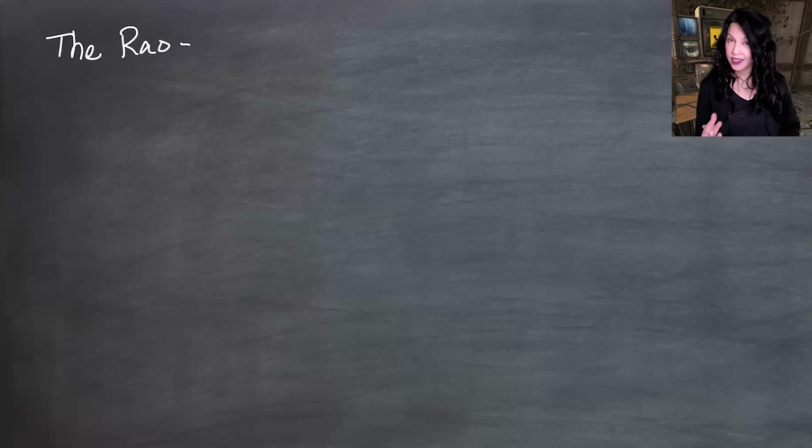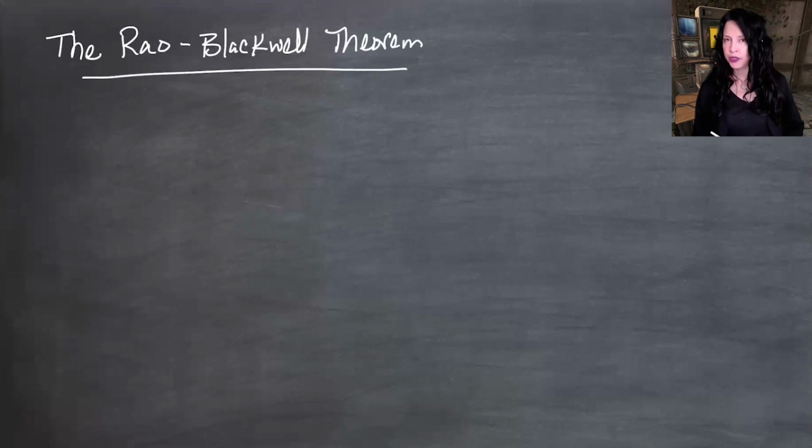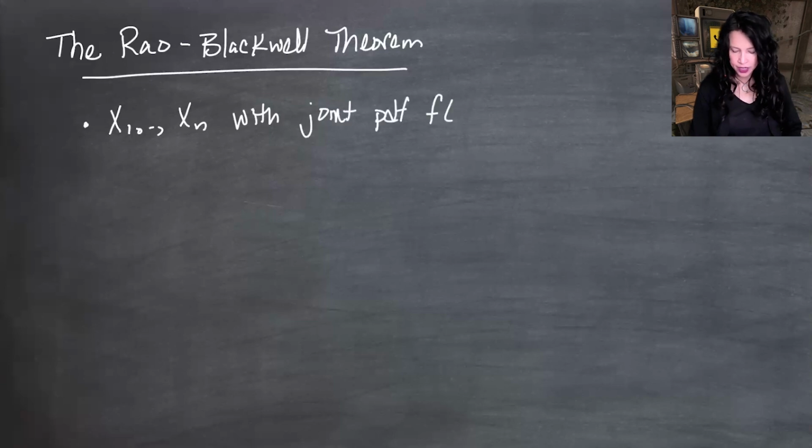It involves conditioning on something. And so you might see in a journal article someone Rao-Blackwellizing something. That usually means they're conditioning on something to lower the variance. I'm going to just state this theorem with a bunch of bullets. So we have x1 through xn with a joint PDF. For us, they're usually IID. You don't need them to be IID, so I'll just say with joint probability density function or probability mass function, f of a vector x and theta.